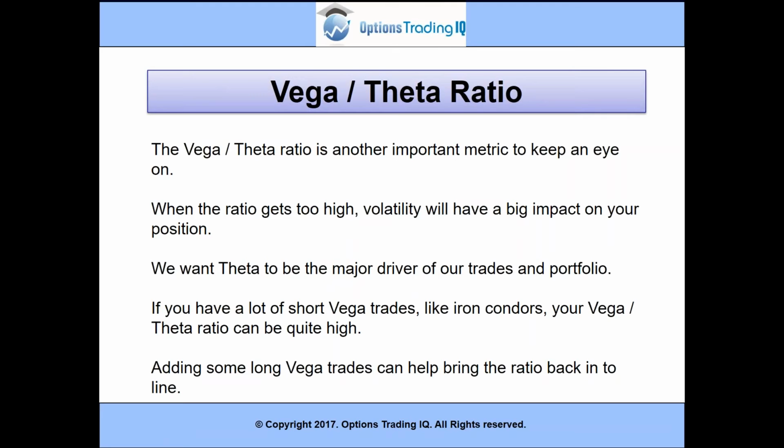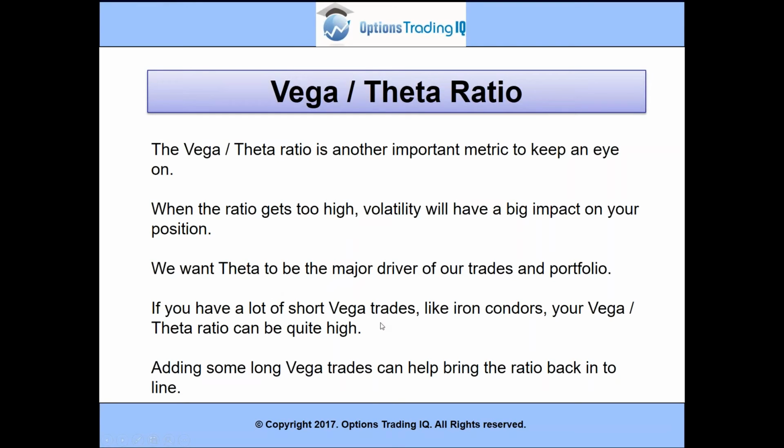So the Vega Theta ratio is another important metric to keep an eye on. When this ratio gets too high, volatility is going to have a big impact on your portfolio. If your delta theta ratio is really high, price is becoming a big driver in your portfolio. If your Vega theta ratio is really high, volatility is now the big driver in your portfolio. So that's another ratio we want to keep an eye on. Again, we want theta to be the major driver of our trades and portfolio.